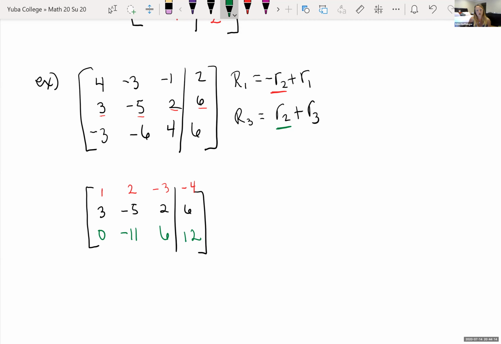So any questions on what we had just done with the matrices or how we're doing these row operations?